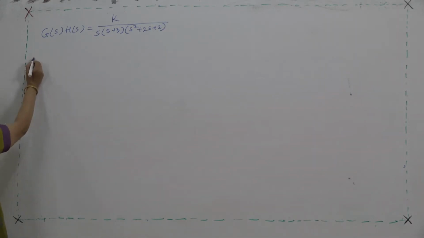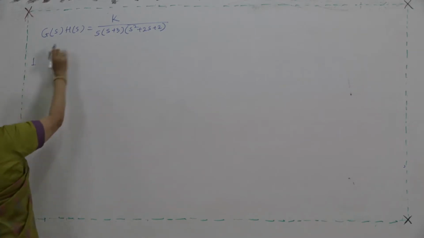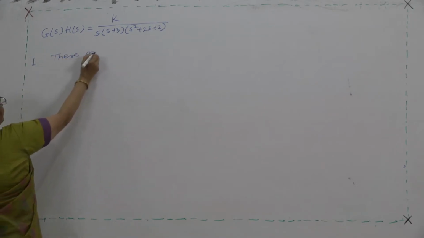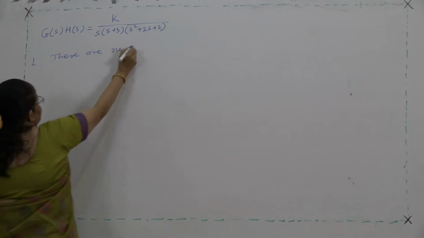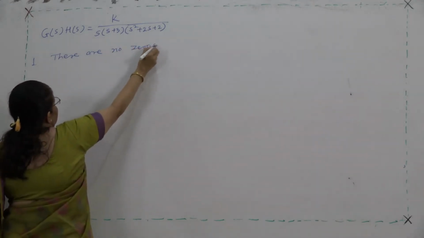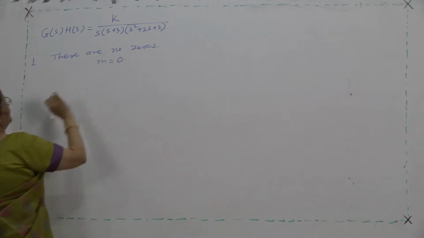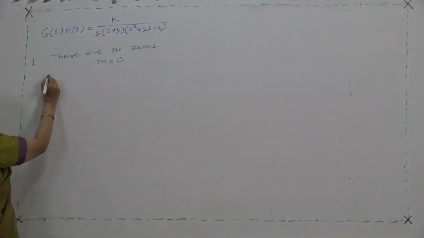So, the first step is to find out how many zeros are there and how many poles are there. By observing the open loop transfer function, there are no zeros. What is the meaning of this? M is equal to 0. There are 4 poles.